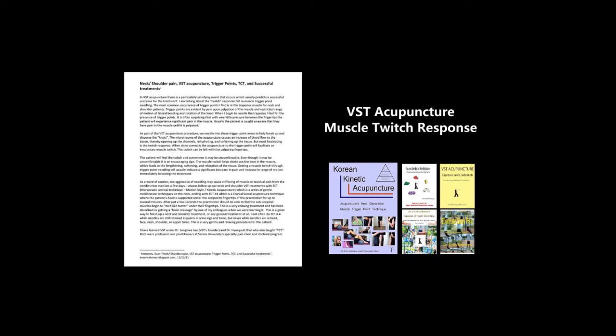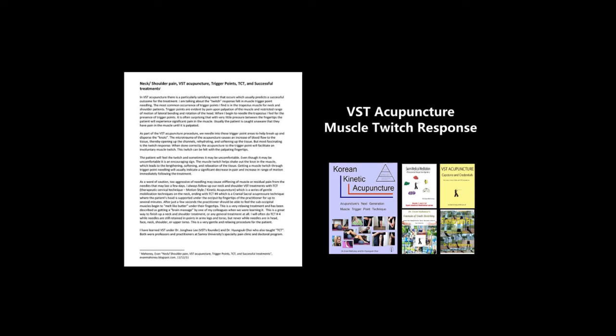Neck shoulder pain, VST acupuncture, trigger points, TCT, and successful treatments. In VST acupuncture, there is a particularly satisfying event that usually predicts a successful outcome for the treatment. I am talking about the twitch response felt in the muscle during trigger point needling. The most common occurrence of trigger points I find is in the trapezius for neck and shoulder, although they're in many muscles, piriformis quite frequent, but on the neck and shoulder, infraspinatus, teres minor, points on the deltoid.